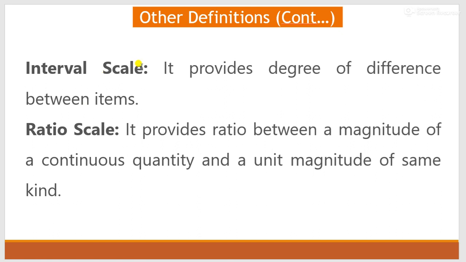Next is the interval scale. This scale provides the degree of difference between the items or data. Next is the ratio scale. It provides the ratio between a magnitude of a continuous quantity and a unit magnitude of the same kind.